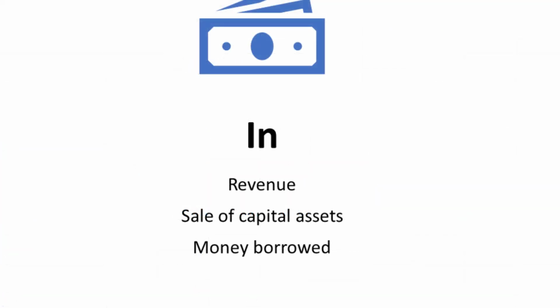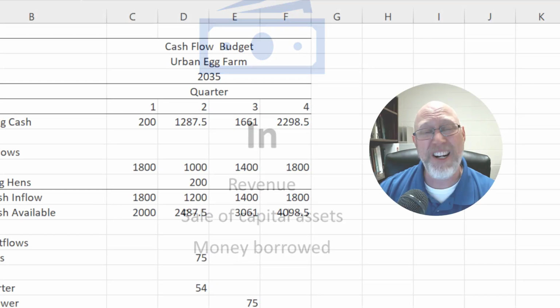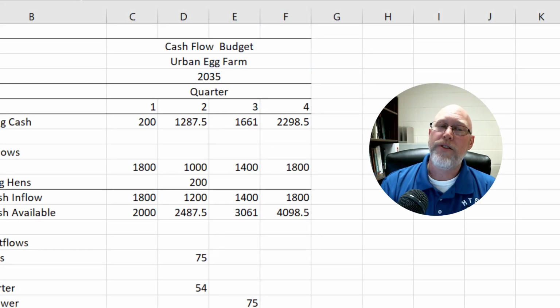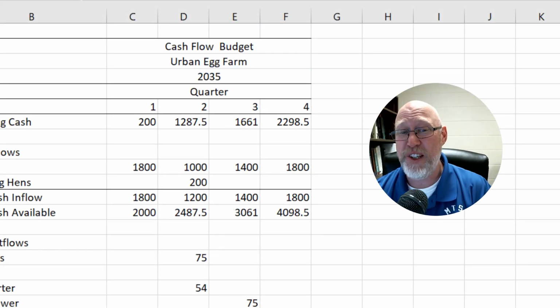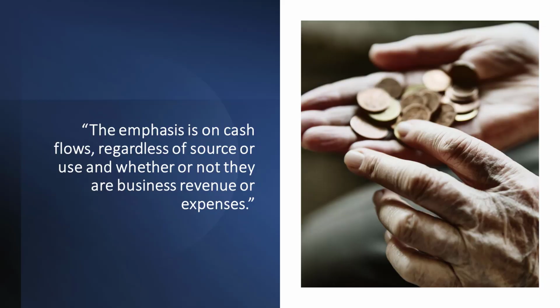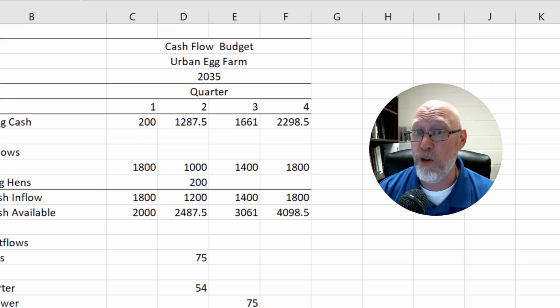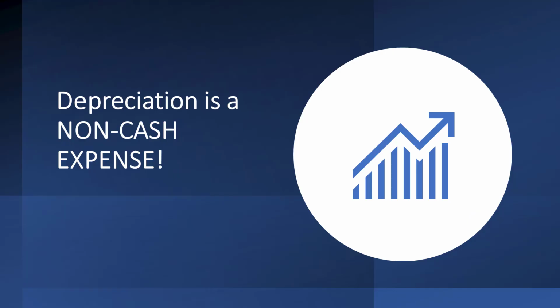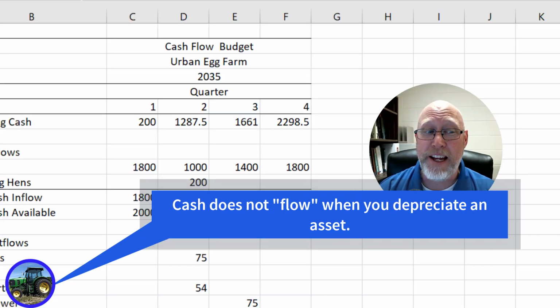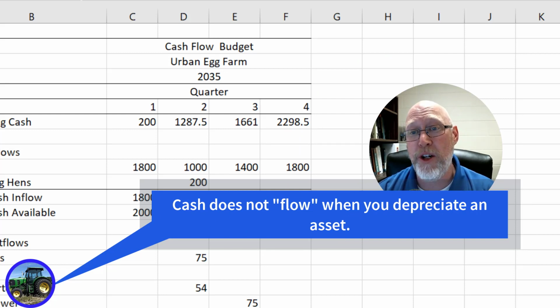Cash outflows are when you make payments on debt, when you buy inventory. So that's when money is going out. When constructing a cash flow budget, the emphasis is on the cash flows. No matter where the cash comes from, regardless of the source, focus on the movement of the money. And this is kind of the main point I'm trying to get to right here. Depreciation is a non-cash expense. There may be other non-cash expenses, but depreciation as a non-cash expense is the one that jumps out first.